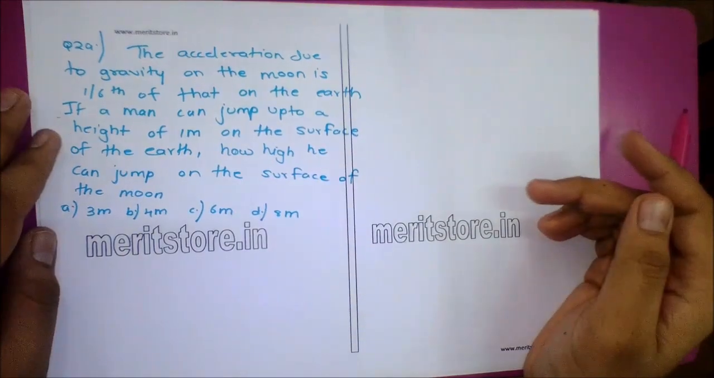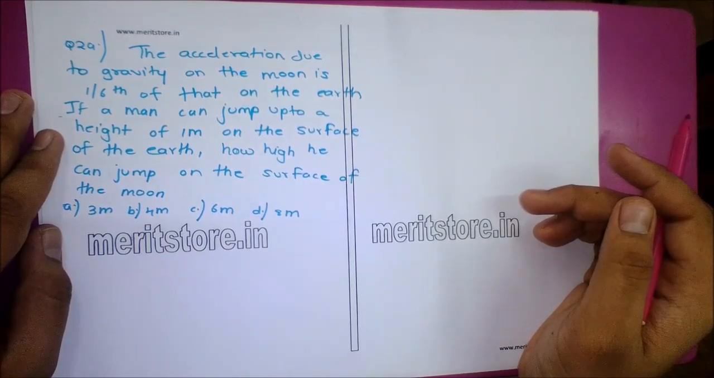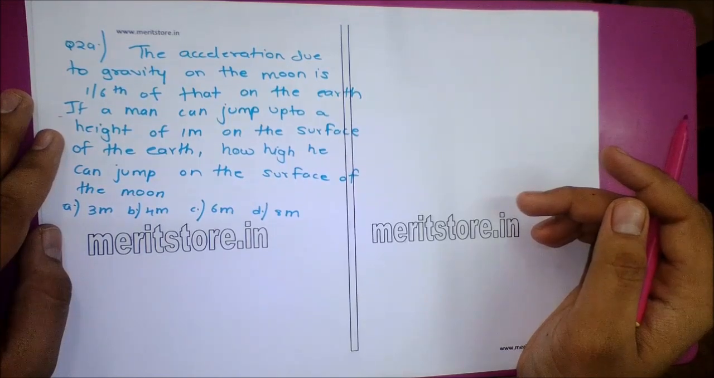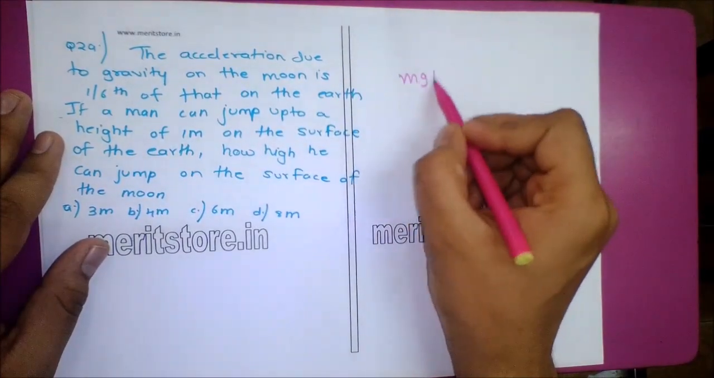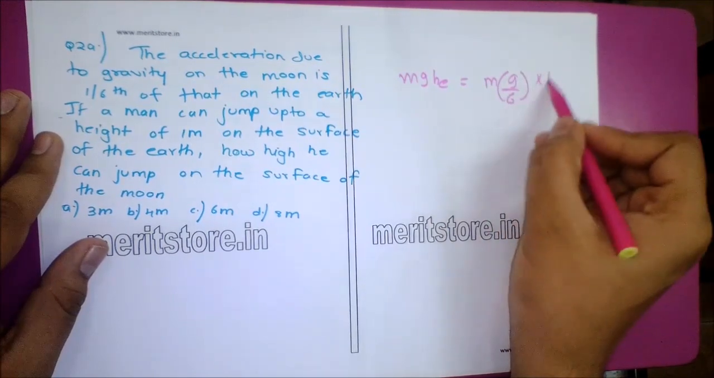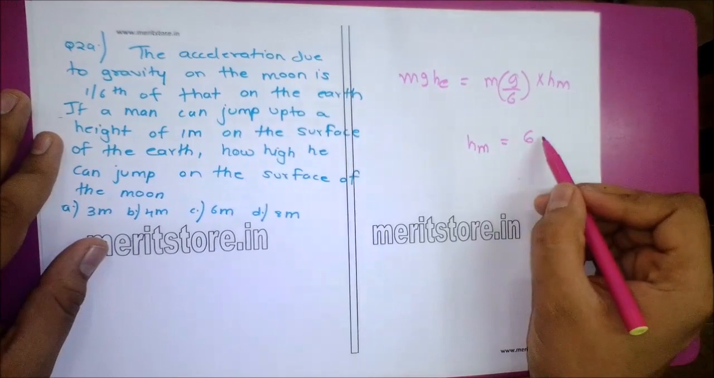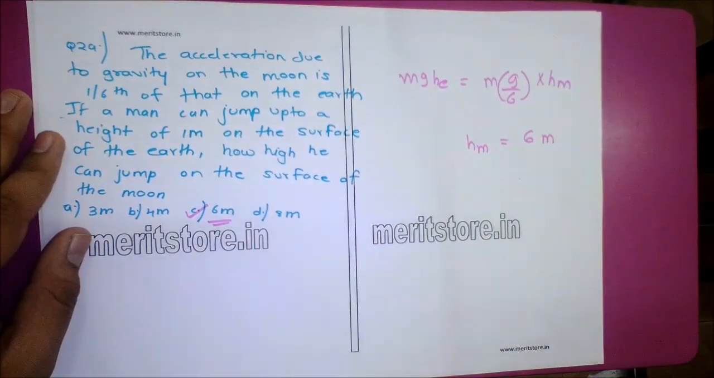Question 29. The acceleration due to gravity on the moon is 1 by 6th of that of the earth. If the man can jump up to a height of 1 meter on the surface of the earth, how high he can jump on the surface of the moon? Now we know mg h_e is equal to mg by 6 into h_m. The value of h_m, height at moon, will be 6 meter. So option C, 6 meter is the correct answer.